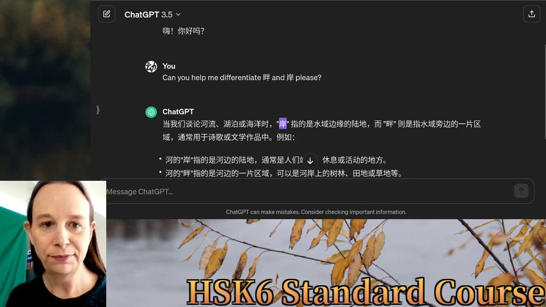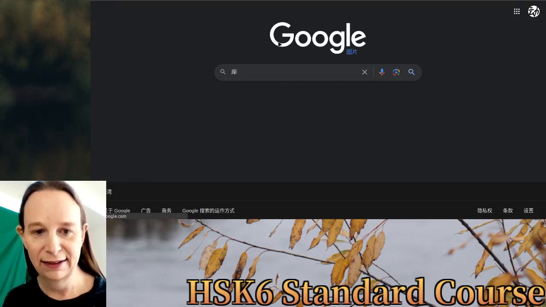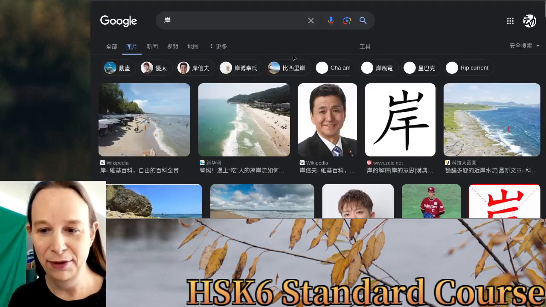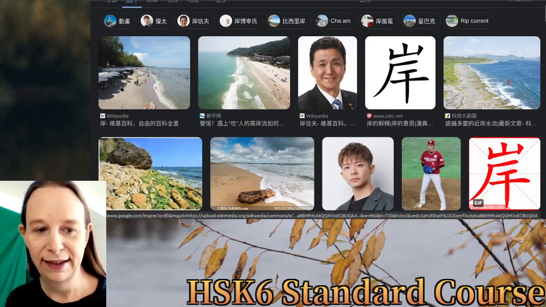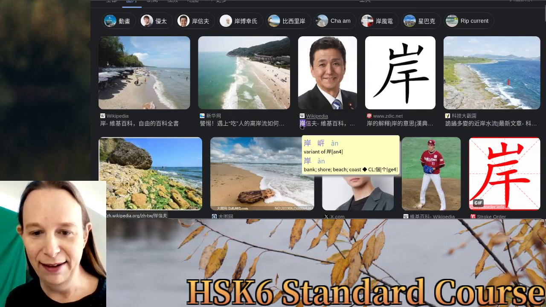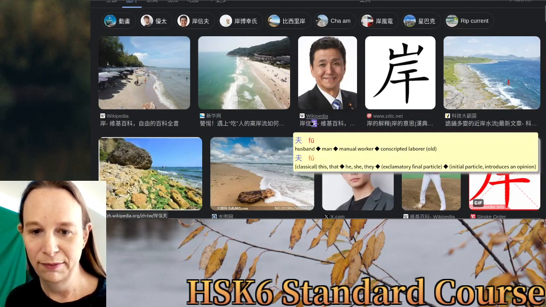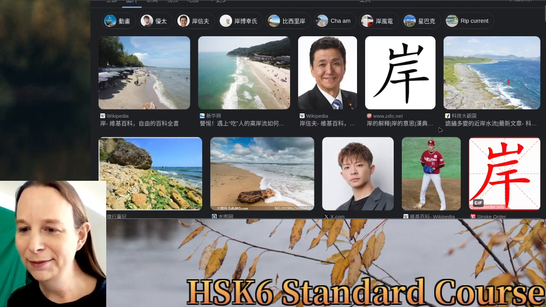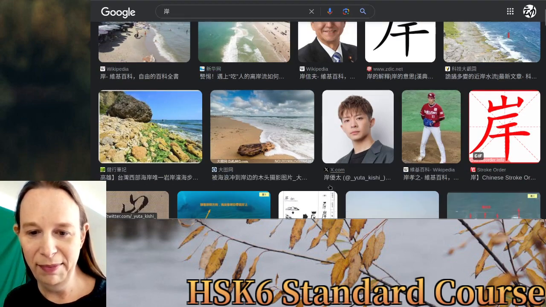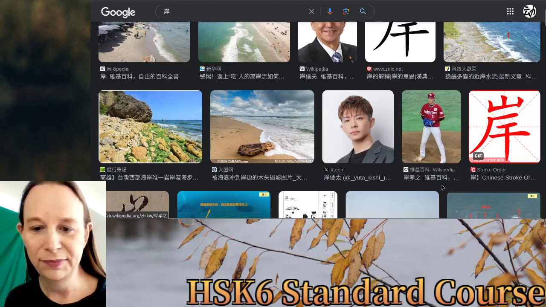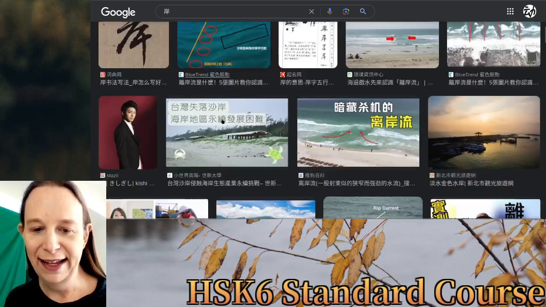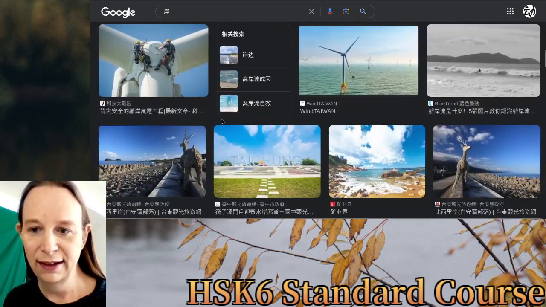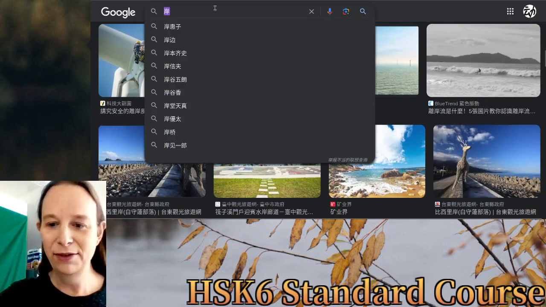So let's look at images, actually. An. Bank, not in the sense where you store money. Okay, so this is Hai An, right? The sea bank. It seems An is a surname. Not sure, maybe it's a Japanese surname. I don't think it's a surname in Chinese. Okay, so there's all different an. These are all the banks, not where you store money.